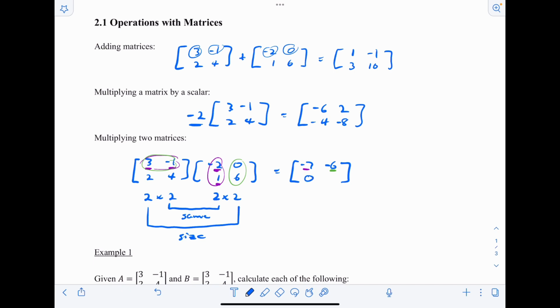And then finally, the second row times the second column. 2 times 0 is 0. 4 times 6 is 24. And so I get 24 for my final entry.